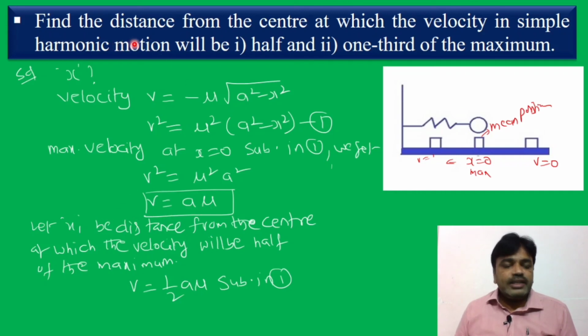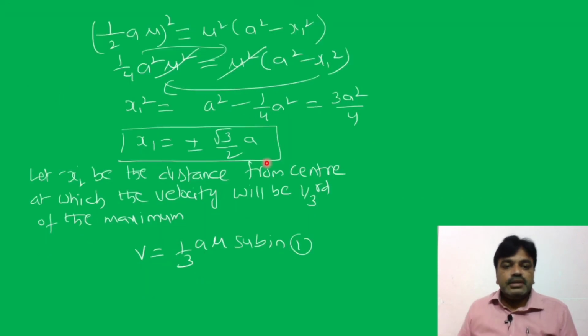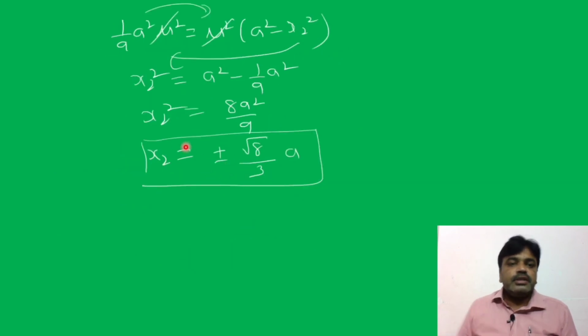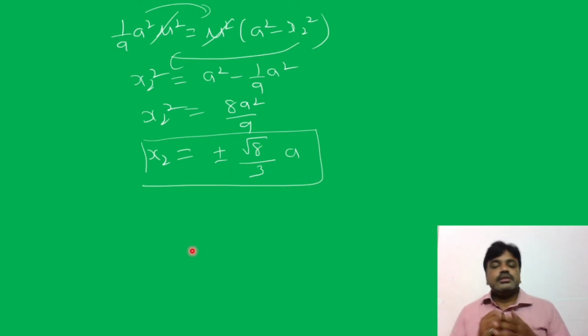Now we are finding the distance when the velocity is half of the maximum. So x1 will be the distance from the center at which the velocity will be half of the maximum, so v = (1/2) aω. I substitute it here, and then I get the distance. Similarly, x2 will be the distance at which the velocity will be 1/3 of the maximum, so v = (1/3) aω. Again I substitute in the formula, and we get the second distance, ±√8/3 a. This is about this problem, friends.